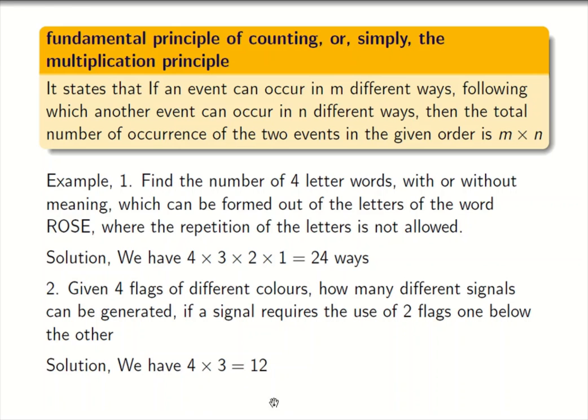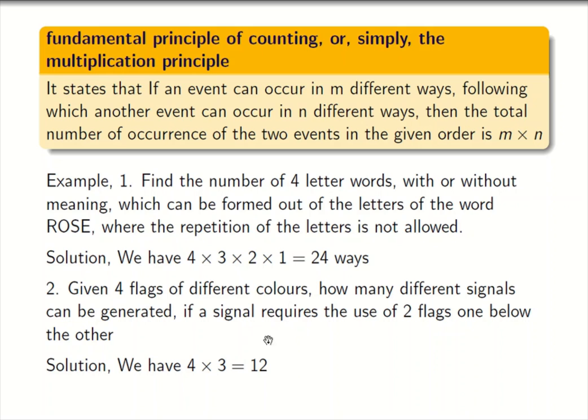Now if that is the case, then the number of ways of doing the first position in the signal is what? 4. And the number of ways of doing the second position, using the second flag, is what? 3. And from the principle of multiplication, we can multiply the two happenings, and that will be our solution for the whole of this question. I hope you understand, right?